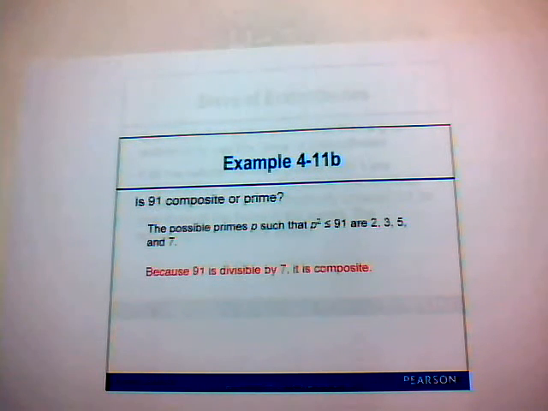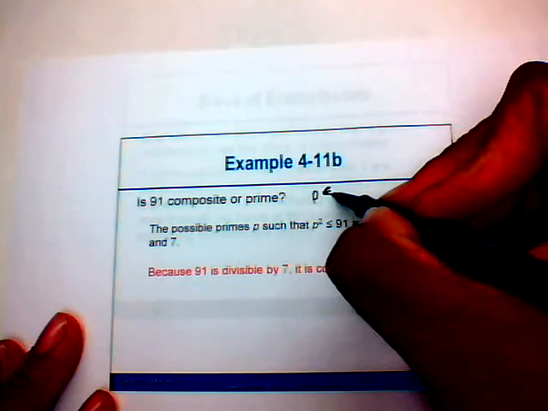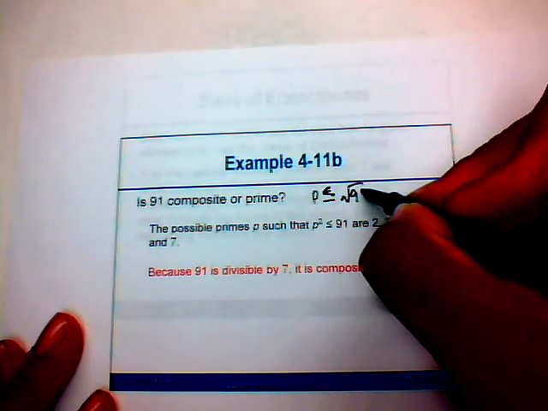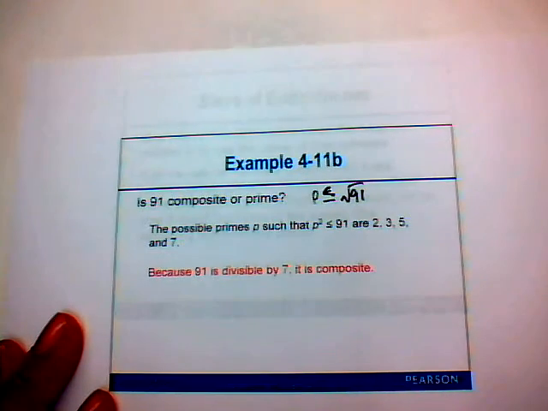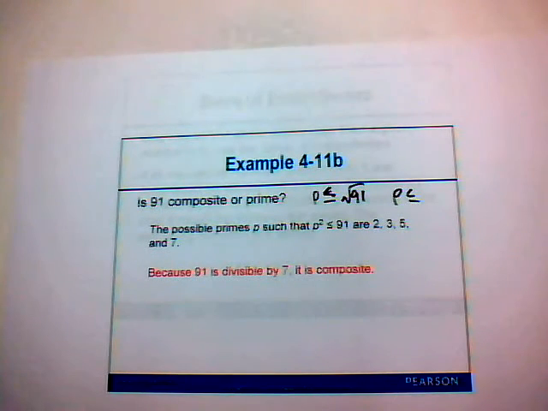Is 91 composite or prime? Okay, now, to do that, we take the square root of 91. That means the primes that you use must be less than or equal to 10.